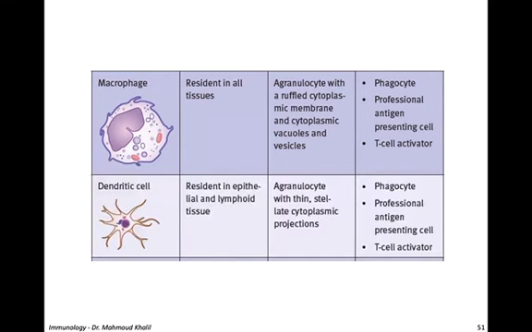For the dendritic cells, they reside in epithelial and lymphoid tissue. They are agranulocytes with thin stellate cytoplasmic projections, and they share function with the macrophage: phagocytosis, and antigen presentation, which is their major function, and as well T cell activation.